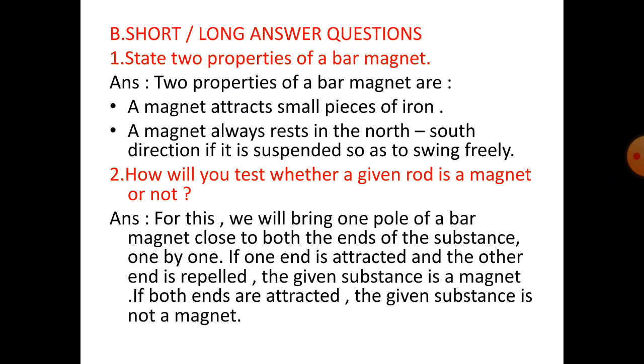Two properties of a bar magnet are: a magnet attracts small pieces of iron. A magnet always rests in the north-south direction if it is suspended so as to swing freely.